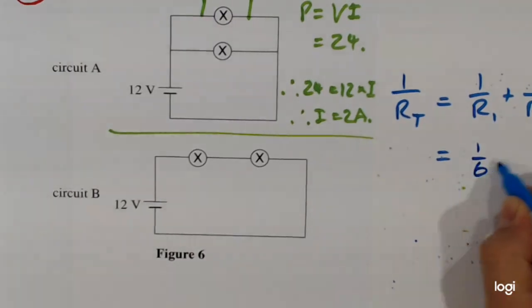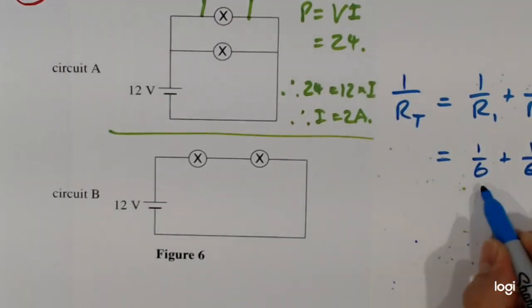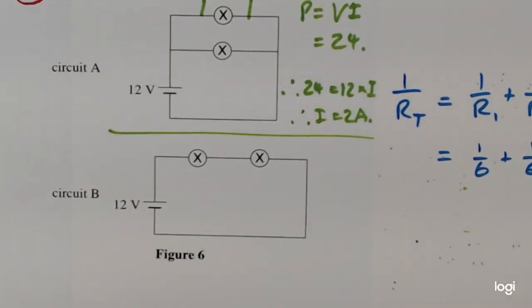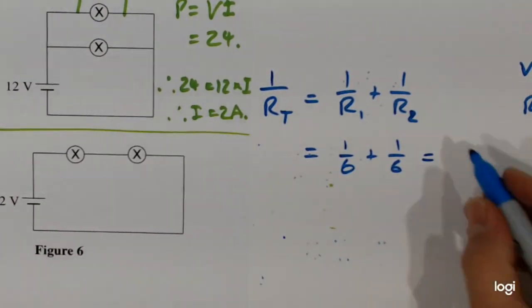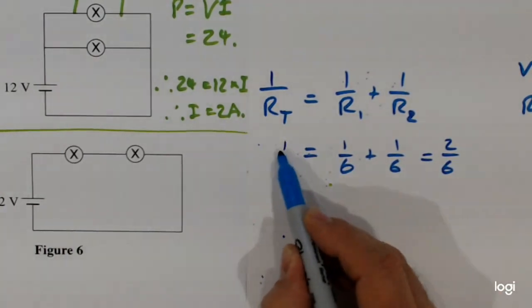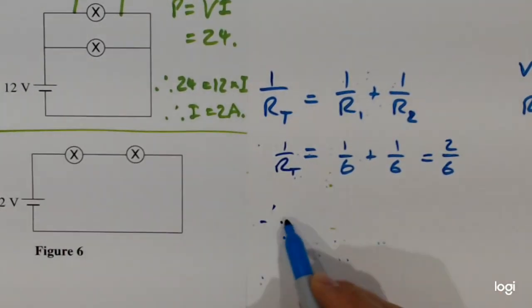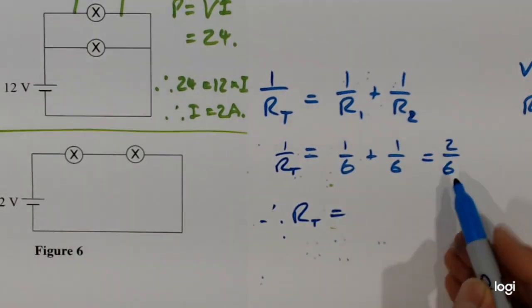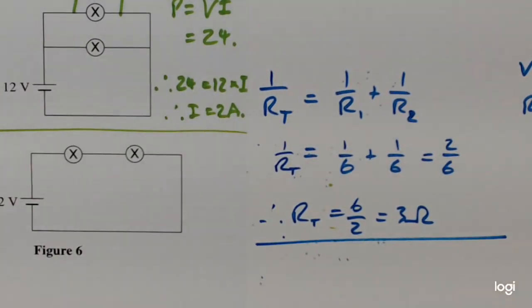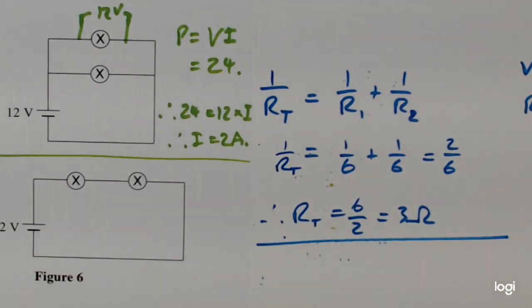1 over 6 plus 1 over 6, that's 2 over 6, and you have to flip 2 over 6, okay? Oh, I'm sorry. Got to watch the camera. 2 over 6. And you have to then flip that because that's 1 over R total. So therefore, the R total equals 6 over 2, which is 3 ohms. That's the total resistance in circuit A. All right.